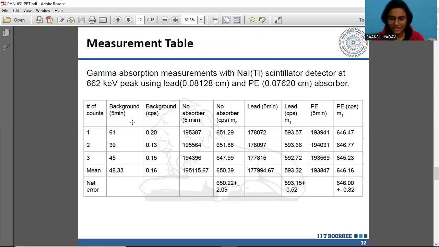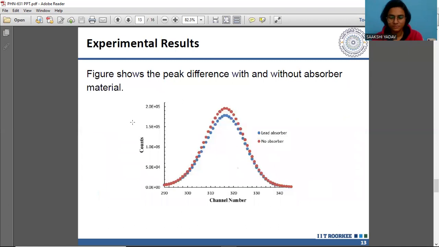Here, this table shows the average values of the measured count rates and the net count rates. The average net count rate at the 662 keV peak with no absorber was measured as 650.22 counts per second with an error of 2.09. This value was used as M0 at all times to determine the dead time of the detection system for both non-paralyzing and paralyzing models. This figure shows the peak difference with and without absorber material between the radioactive source and the detector.